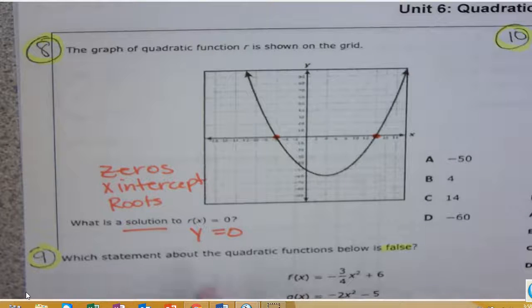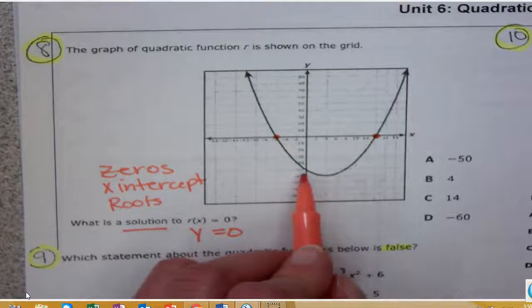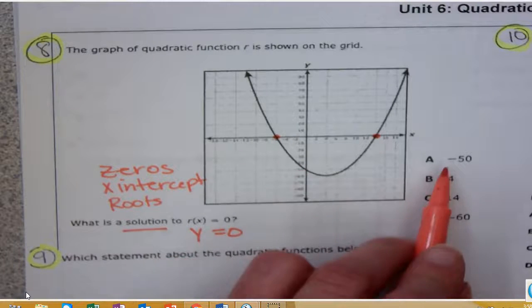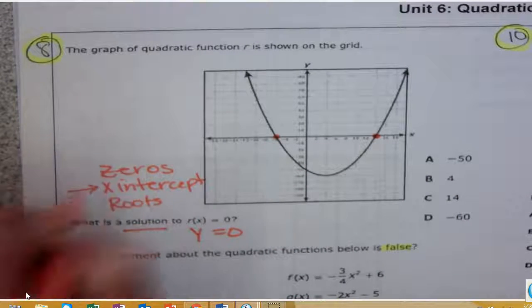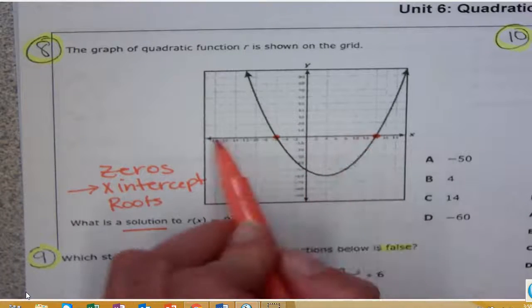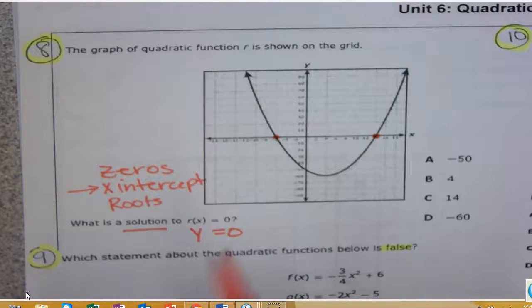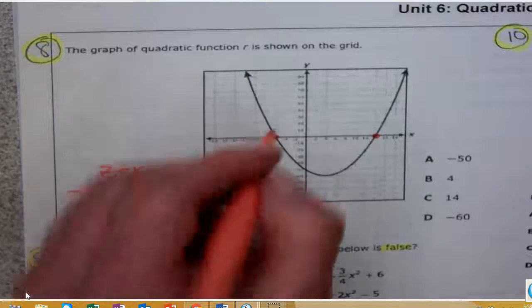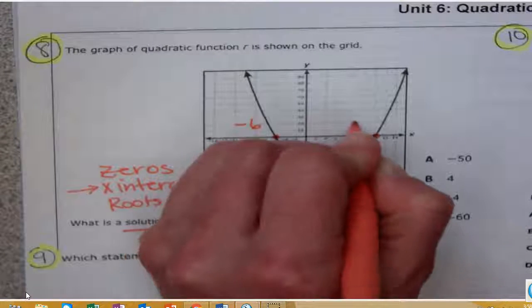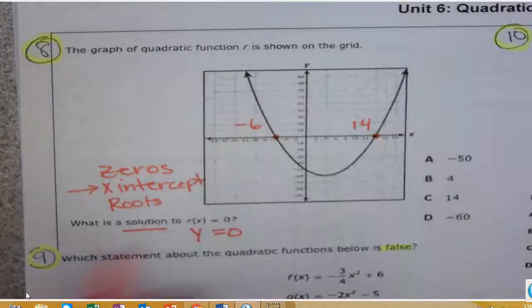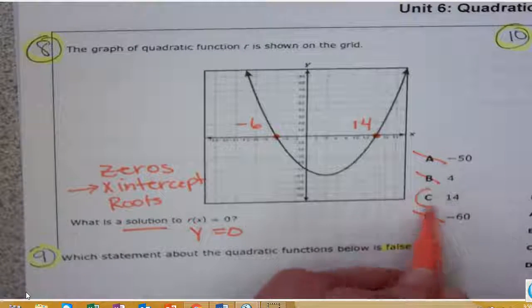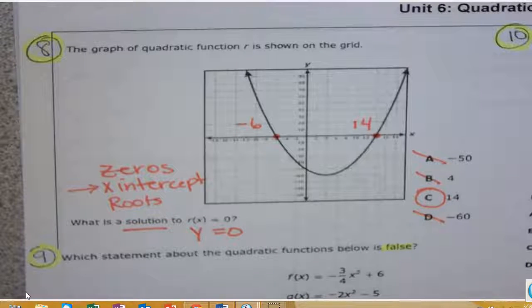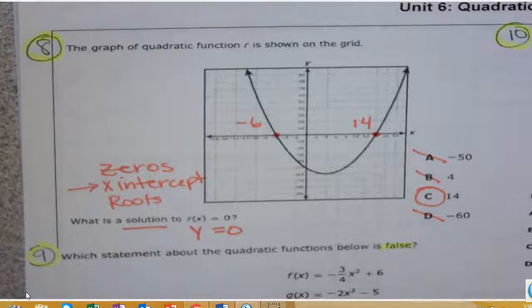Okay? They're trying to fool you because this, of course, crosses the y-axis at -50, but we are not going to be fooled. We are looking for our x-intercept, where our x's cross. So we look and it's at -6 and 14. So we cross that off, cross that off, cross that off. We know that it's that one. Okay?